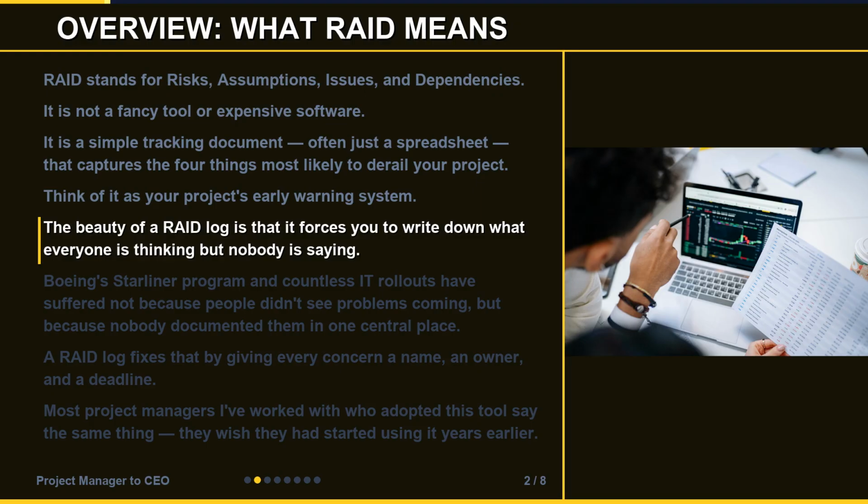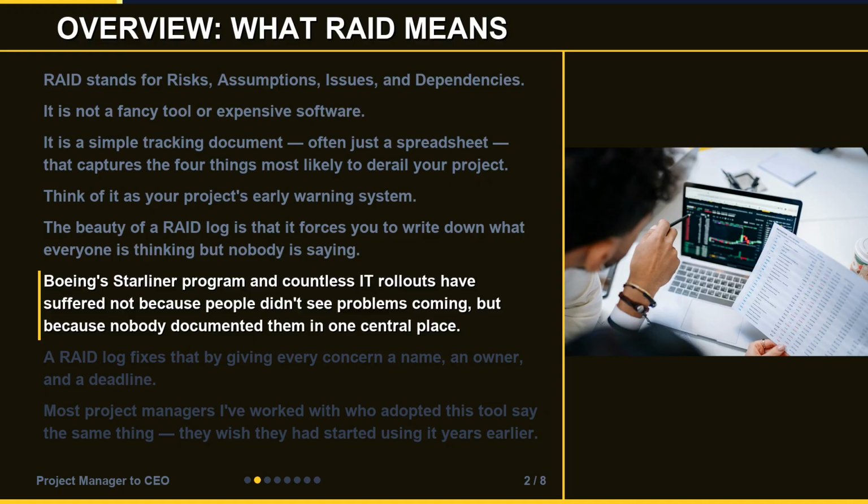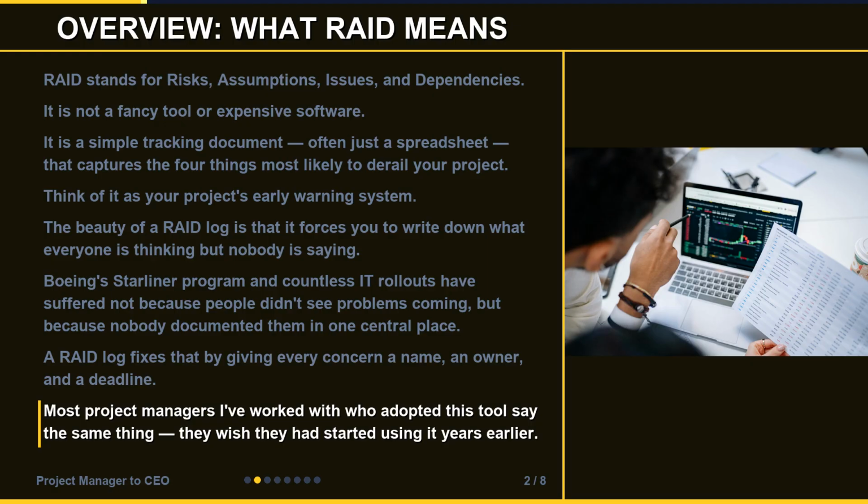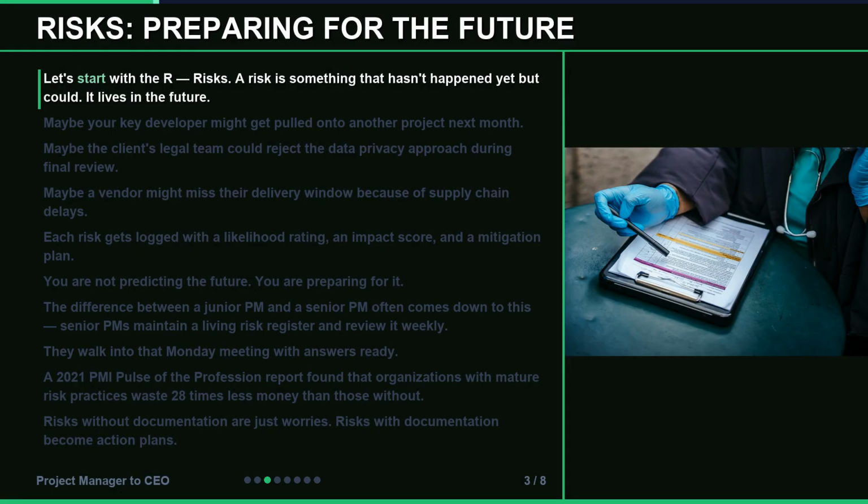The beauty of a RAID log is that it forces you to write down what everyone is thinking but nobody is saying. Boeing's Starliner program and countless IT rollouts have suffered not because people didn't see problems coming, but because nobody documented them in one central place. A RAID log fixes that by giving every concern a name, an owner, and a deadline. Most project managers I've worked with who adopted this tool say the same thing: they wish they had started using it years earlier. Let's start with the R, risks.